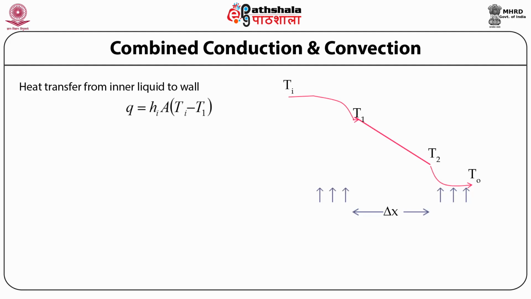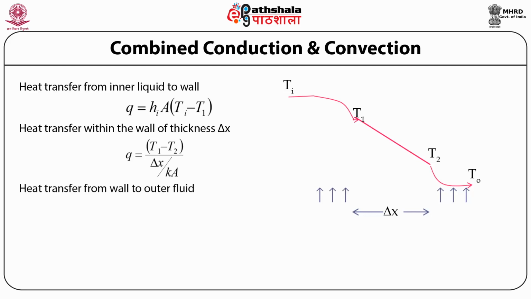Now when it reaches the wall, it transfers heat through the wall by conduction. So in this phase we will apply the Fourier equation. Heat transfer within the wall of thickness del x is represented as Q equal to del T, that is T1 minus T2, divided by the resistance, and the resistance in this case is del x divided by KA. K is the thermal conductivity and A is the area, that means the exposed surface area.